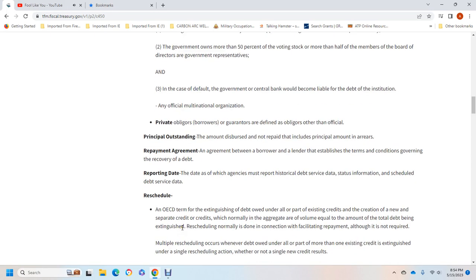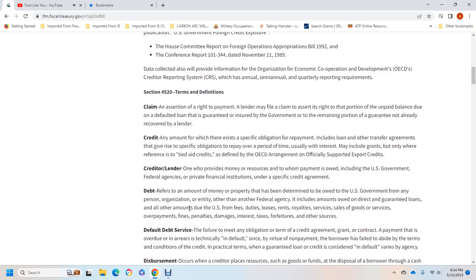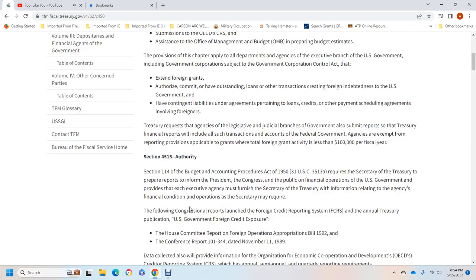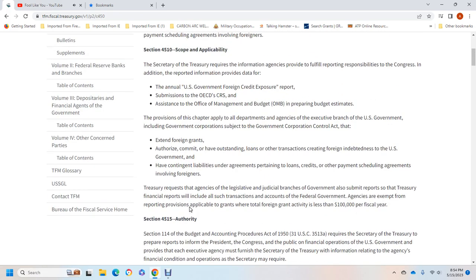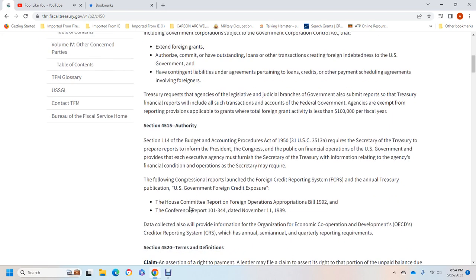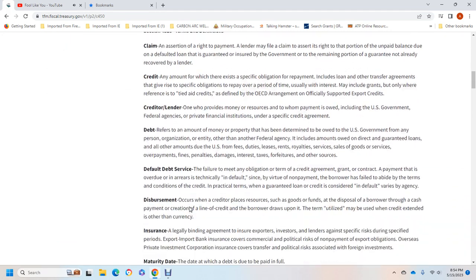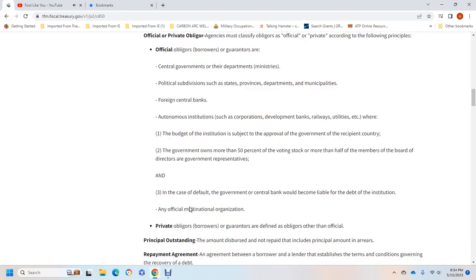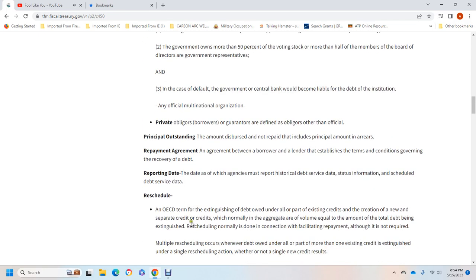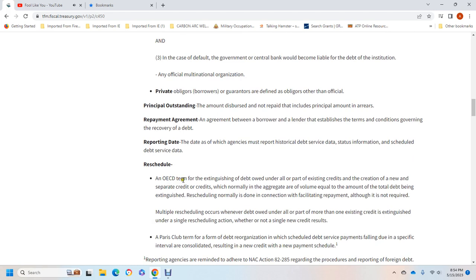Rescheduling, as defined by the Organization for Economic Cooperation and Development. Reporting date of the agency: the service date of the interest, per the Organization for Economic Cooperation and Development.